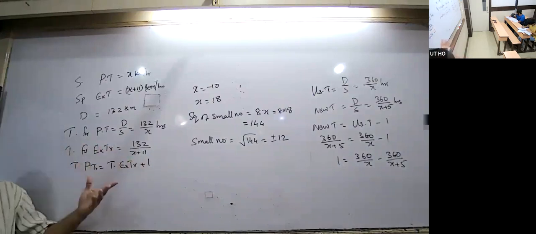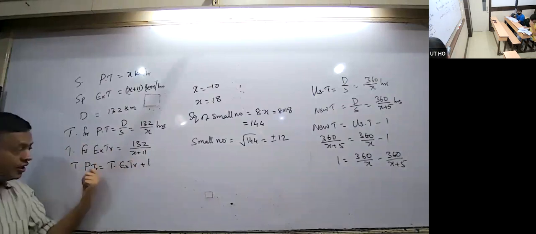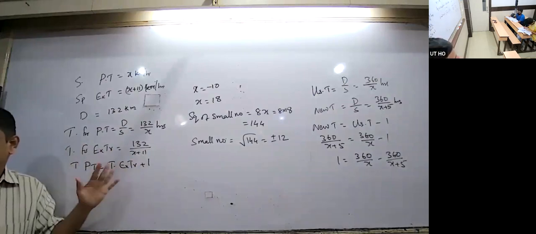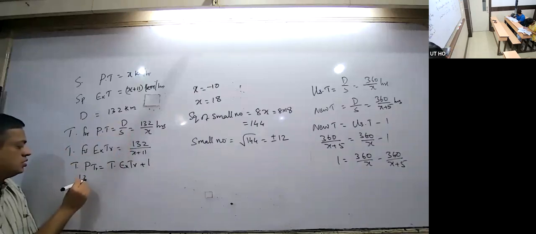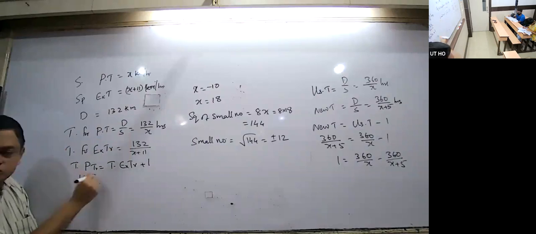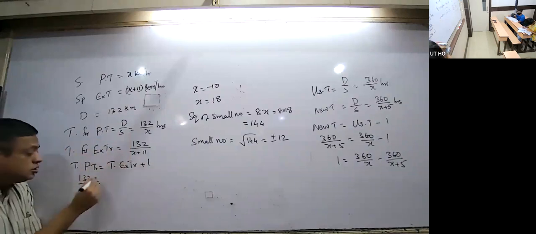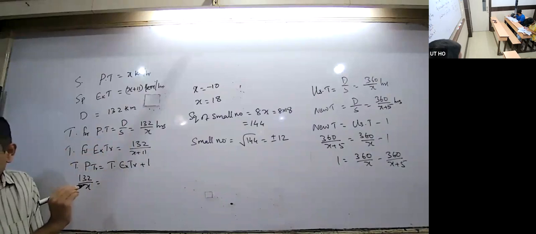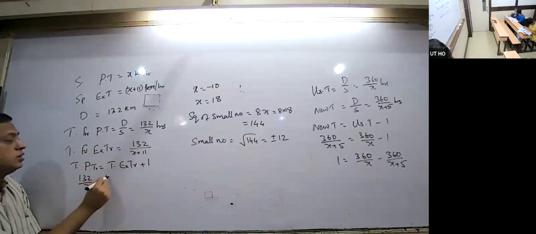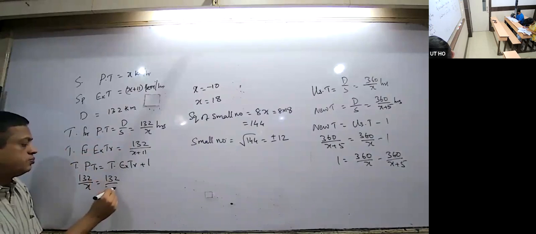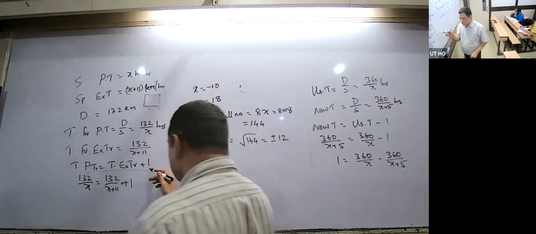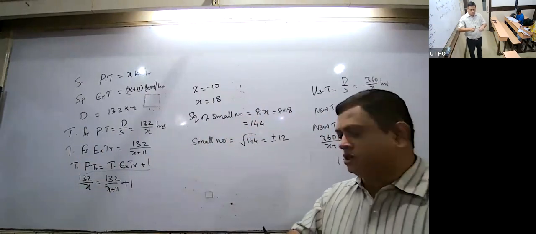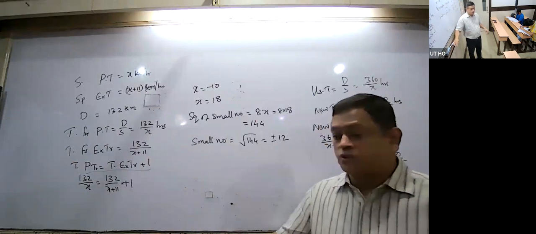Suppose I write minus 1 over here, then it's correct, but you have to make the condition. So what is the time taken by the passenger train? This is not important, sir. But if this equation is wrong, then everything is wrong. That is why the express train is 132 upon x plus 11 plus 1. This is the important statement; it may not carry marks, but if it is wrong, your equation is wrong.